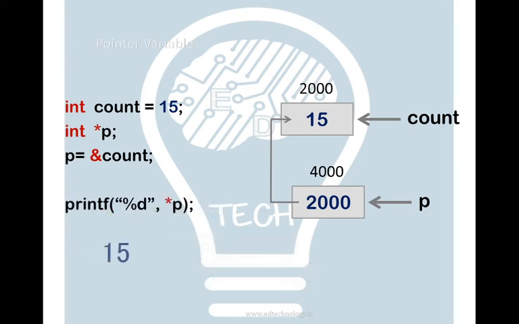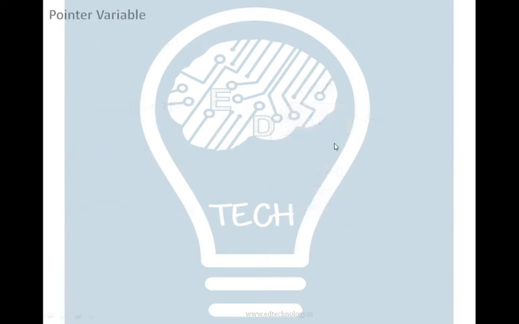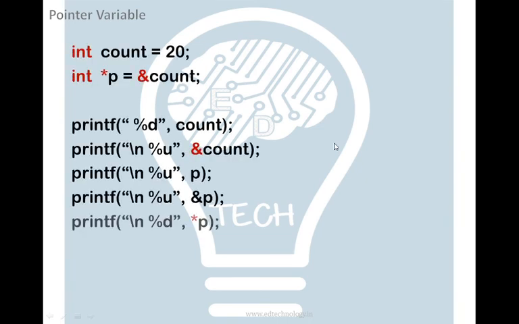Now let us see that particular answer further. We have printf("%d", *p), which is nothing but the value at count, so that is 15. Let us see a complete program for you to understand. We have int count = 20, and int star p where the assigned value is &count, and we are printing five different things here: %d count, %u &count, %u p, %u &p, and %d *p. Can you pause the video again and predict what the outputs would be?